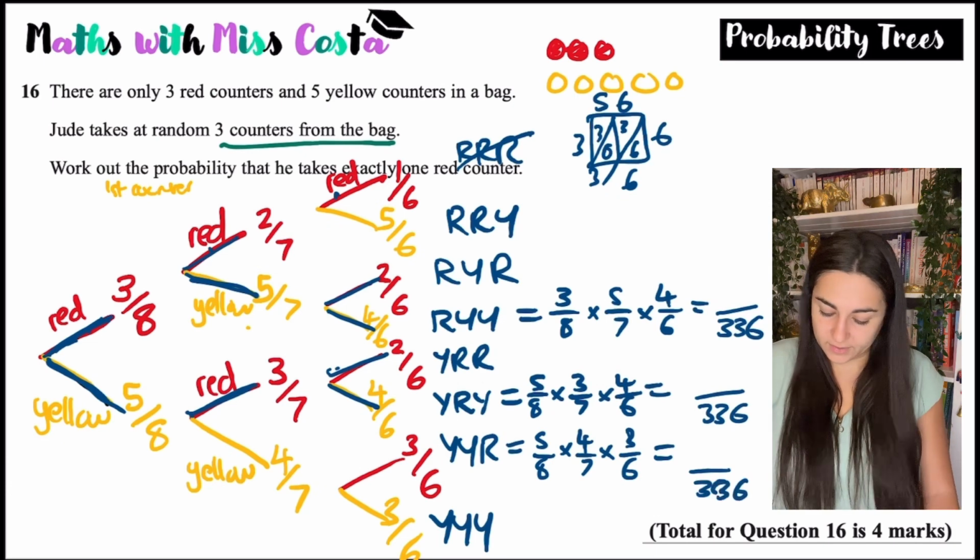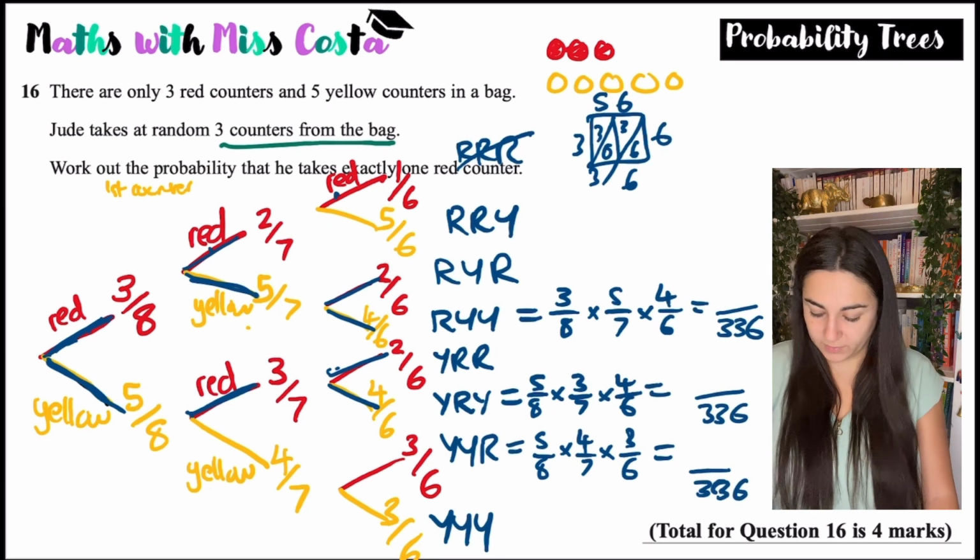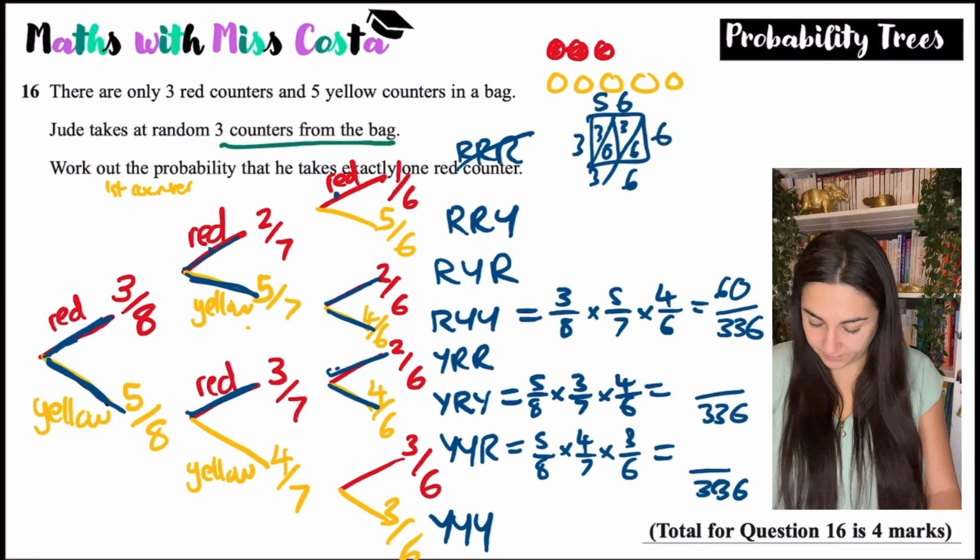And then 3 times 5 times 4. So 5 times 4 is 20, 20 times 3 is 60. Let's do it again. 5 times 4 is 20, times 3 is 60.